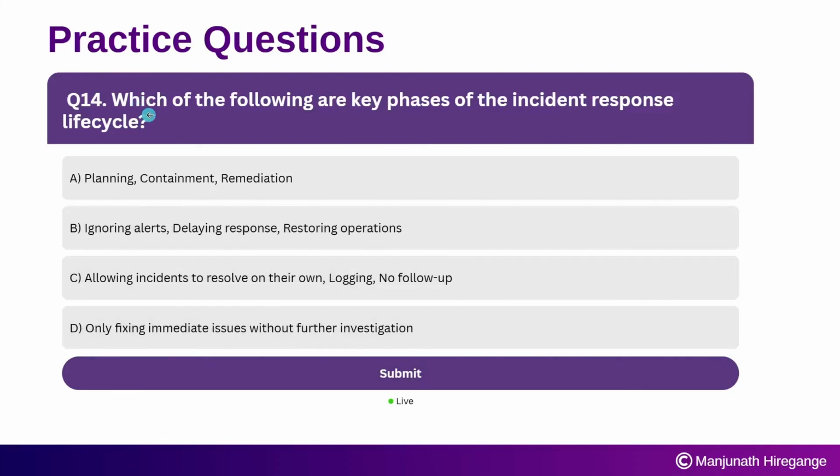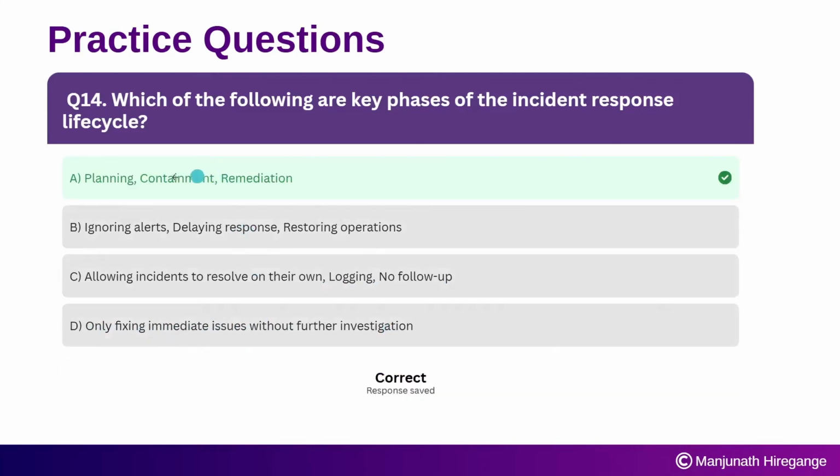Question number 14. Which of the following are key phases of the incident response life cycle? Planning, containment, remediation; ignoring alerts, delaying response; restoring operations, allowing incidents to resolve on their own; logging, no follow up, only fixing immediate issues without further investigation. So, as we know, the right answer is planning, containment, and remediation.